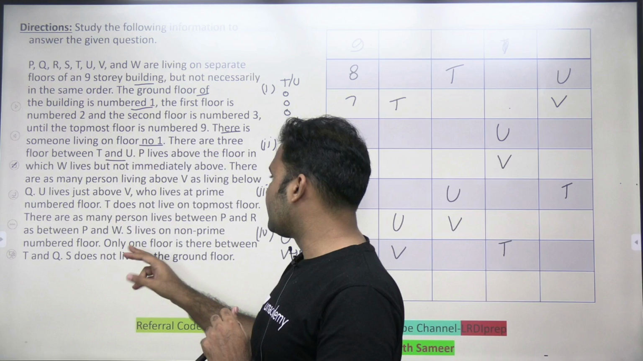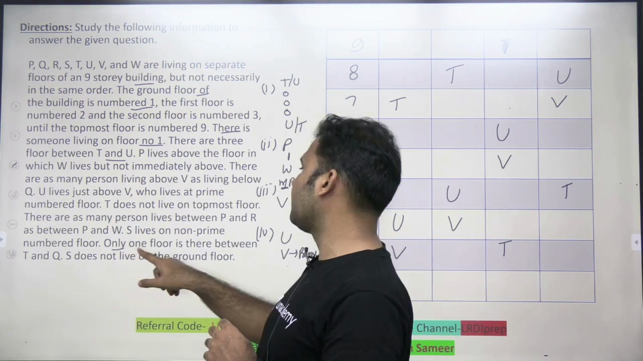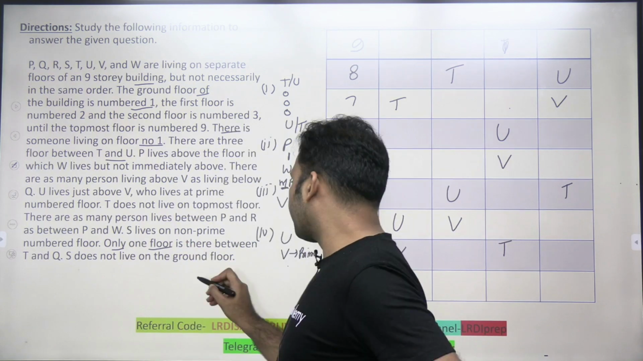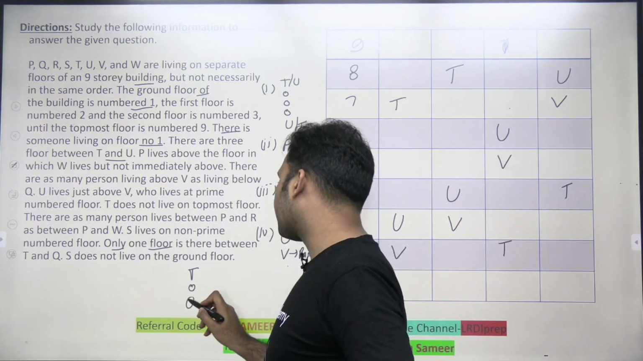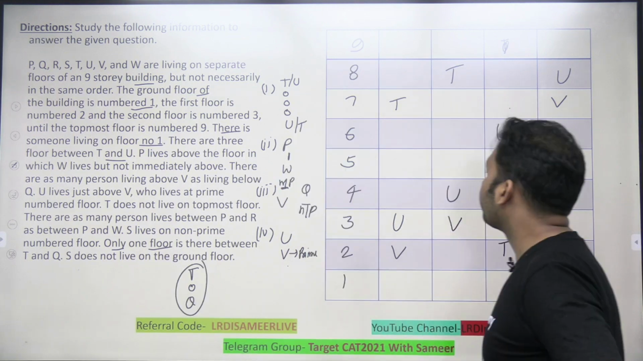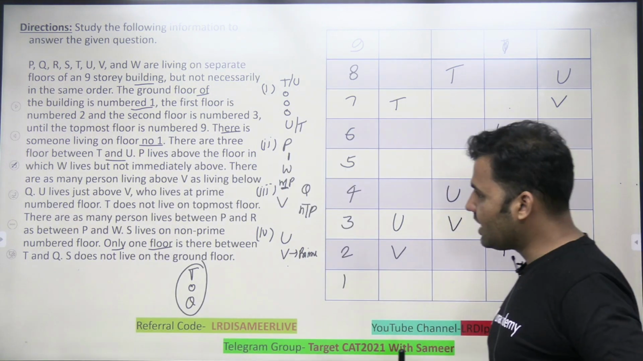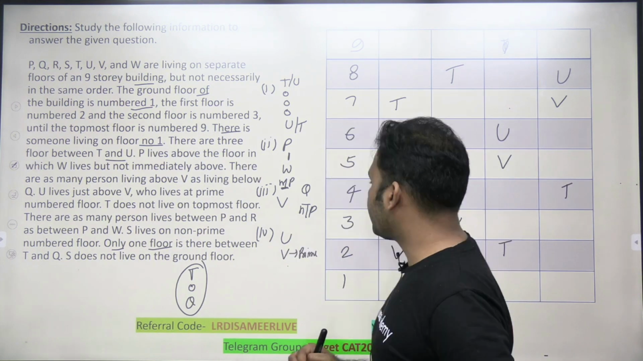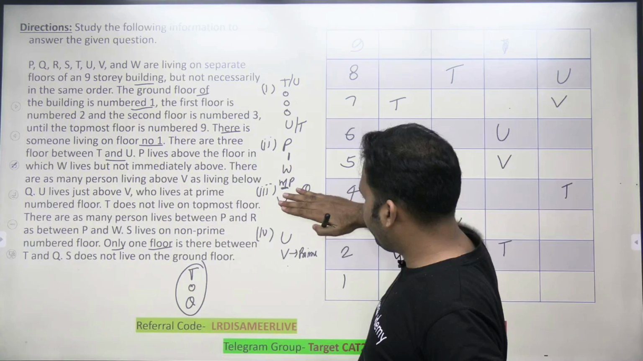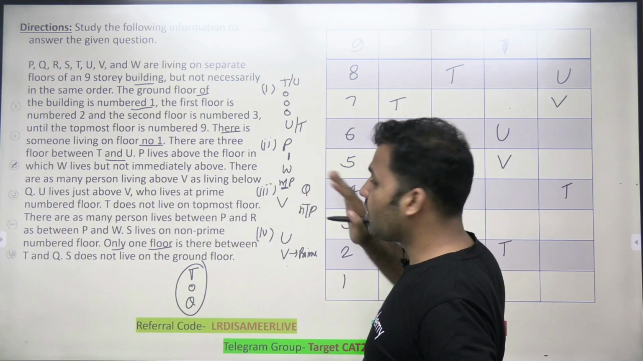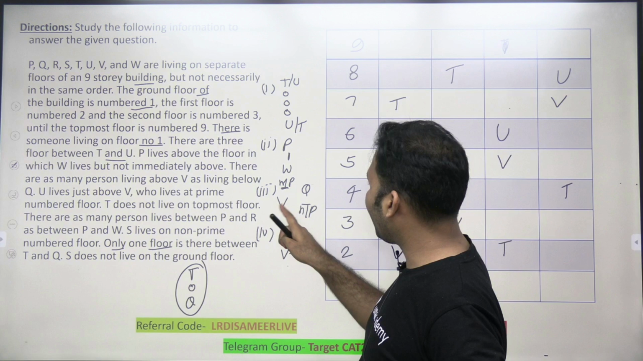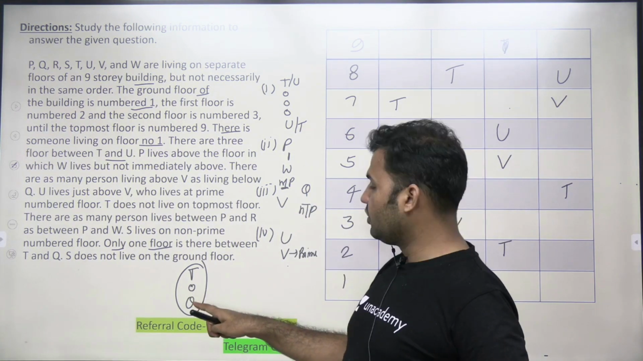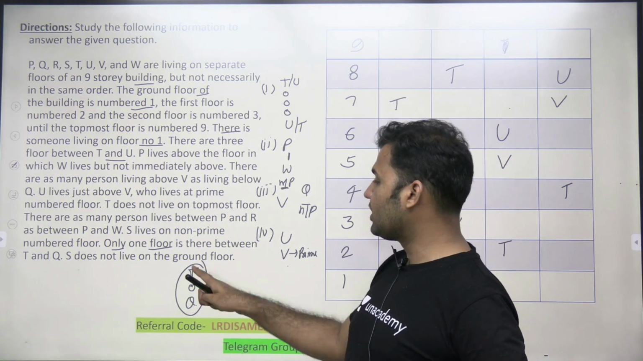You see that if you look at this information, only 1 floor is there between T and Q. So between T and Q, there is a gap of 1 floor, right? Now let's try to use it. Between T and Q, there's a gap of 1 floor, and then you can also use this information: the number of people above V and the number of people below Q should be same, with reference to the position of Q with respect to T.